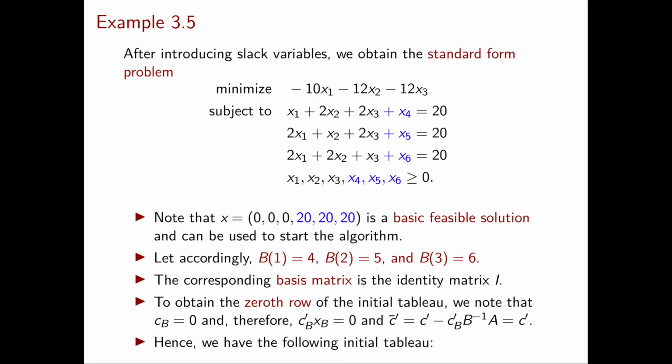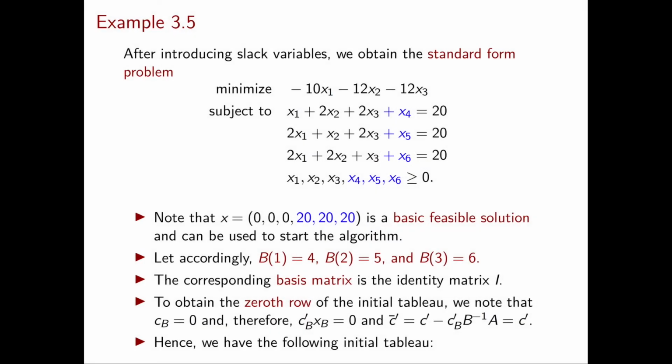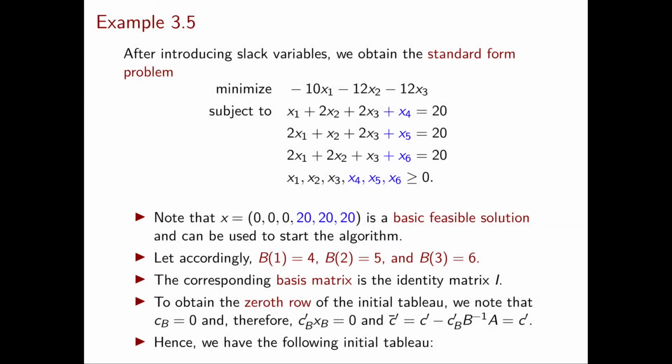Clearly, the basis matrix that we obtain is the identity matrix, because that is the submatrix of the new constraint matrix corresponding to columns 4, 5, and 6. Our target now is to construct the initial tableau. Therefore, we need the inverse of the basis matrix, and in this case it's super simple because it's again, of course, the identity matrix.